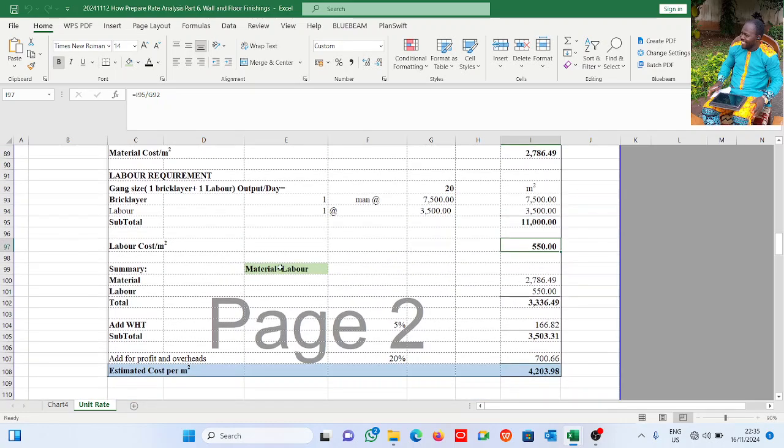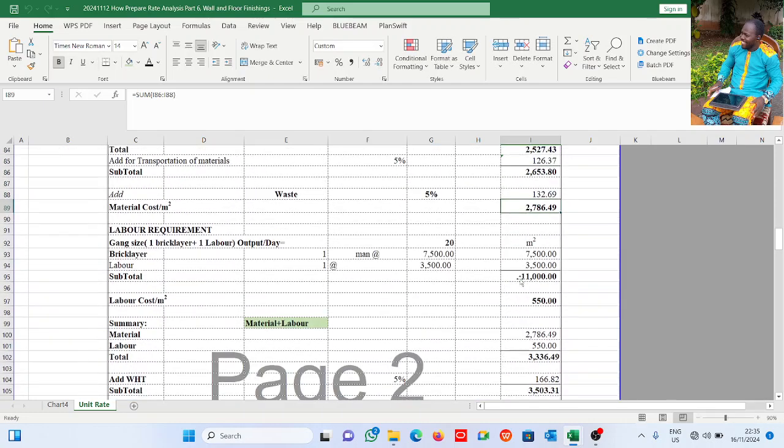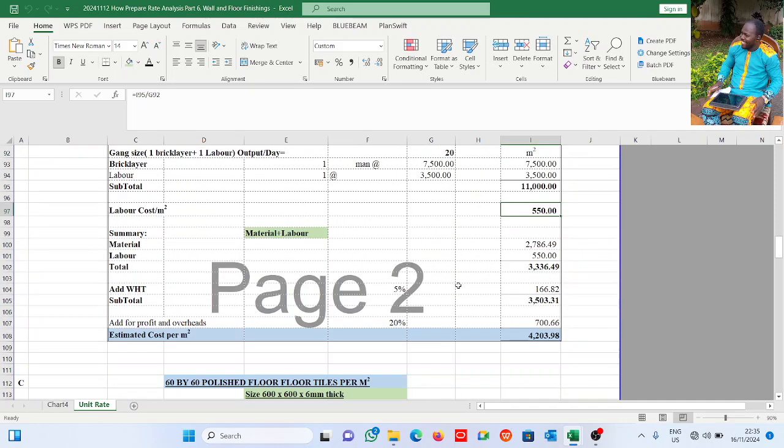So we know the material content, now the labor content, and now we need the profit and overhead. Remember I said it is material, labor, profit and overhead, and when you have plant and machinery also, these are included. All right, so we have this material and labor. This is what we have here. We add withholding tax 5%, then add profit and overhead 20%. So we have 40 mm to be 4,204 per square meter.